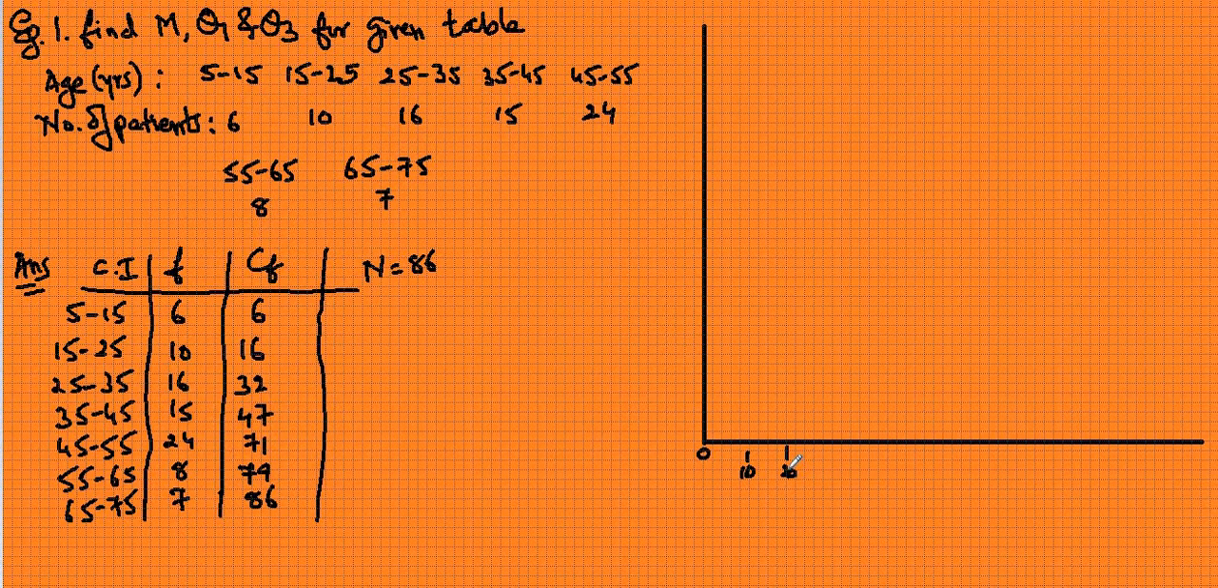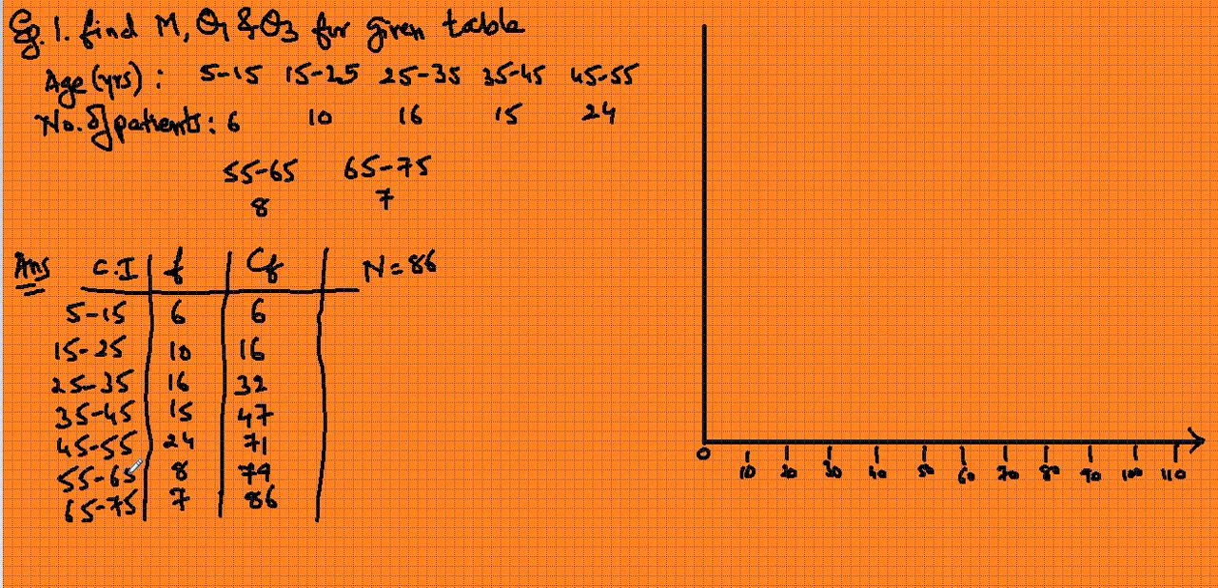Here 20. Got it? So 1, 2, 3, 4, 5. Here it will be 30, then 40, 50, 60, 70, 80, 90, 100, and 110, with five divisions between each. Understood? I think this is enough, because we require only from 5 up to 75.